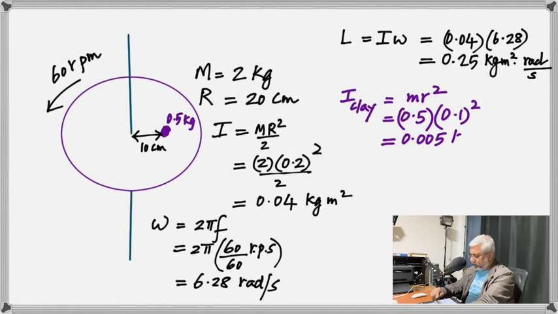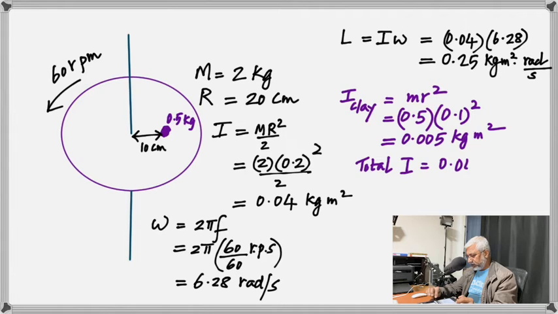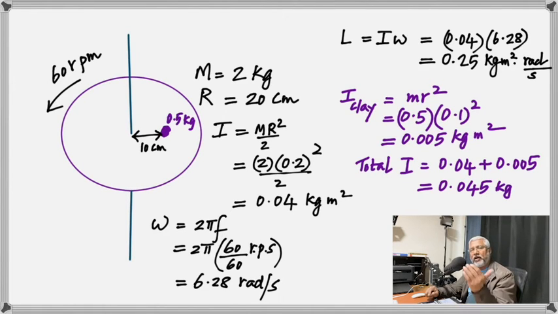Yeah, that's the moment of inertia of clay. So what is the total rotational inertia of both of them? You got to add the total to get the total rotational inertia. So that's 0.04 plus 0.005. That gives you 0.045. That is the total rotational inertia of both of them.